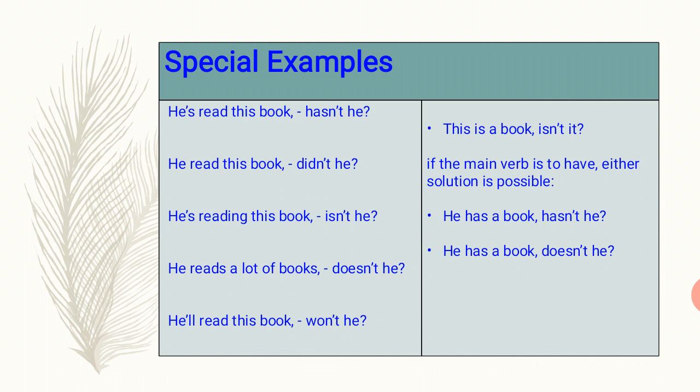So write like this. And another example, a special case occurs when the main verb is to be in a simple tense. Here the tag question repeats the main verb, not an auxiliary verb. This is a book, isn't it? Yeah. If the main verb is to have, either solution is possible.